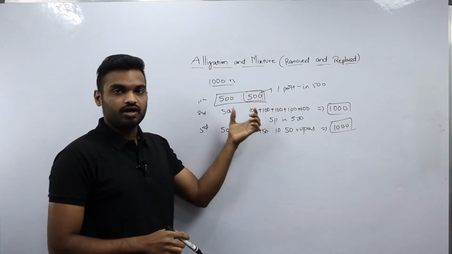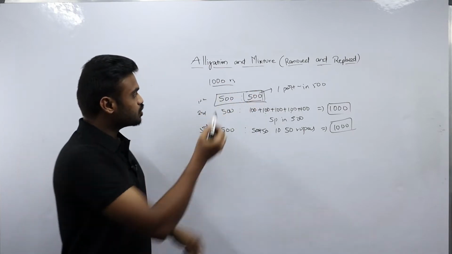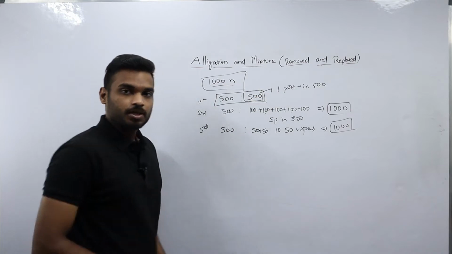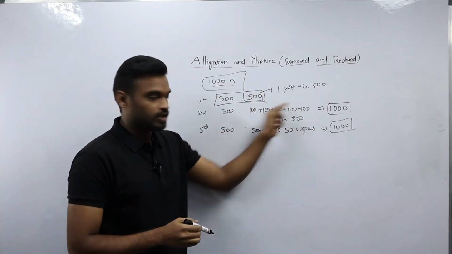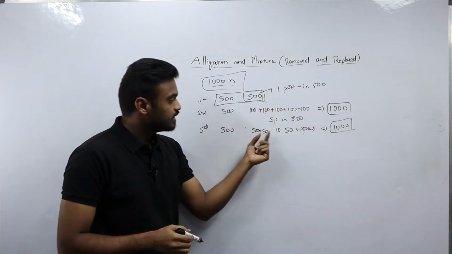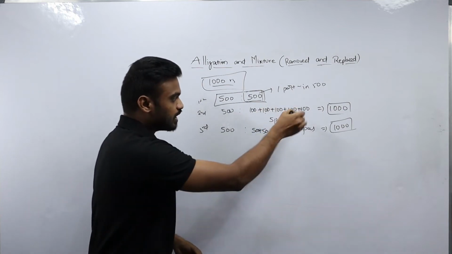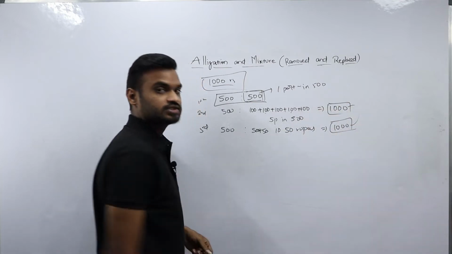So this is called removed and replaced. In this, the total mixture is same, 1000 rupees, but we are replacing the 500 rupees note with 100 rupees notes and also again 10 fifty rupees notes. But the total quantity is same, that is 1000 rupees in all the cases.